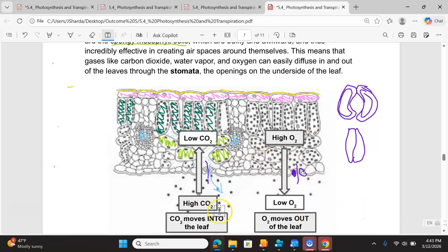And if they're not open, carbon dioxide cannot go in. If we don't have carbon dioxide going in, we can't do photosynthesis, and if we don't have water vapor escaping, we can't have transpiration. Okay, all right, that's enough.